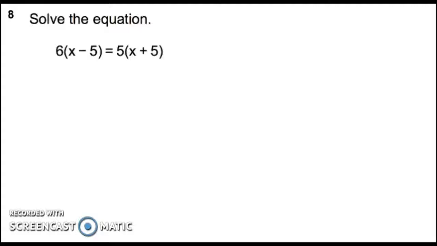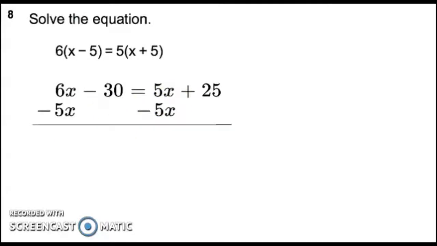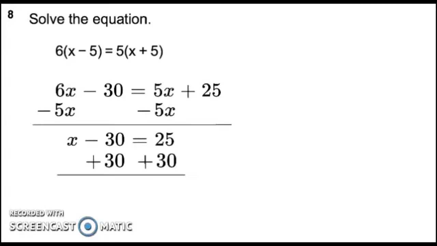Number 8 says solve the equation. So what we're going to have to do first is distribute inside the parentheses. So on the left we'll have 6x minus 30. On the right we'll have 5x plus 25. We'll have to move the smallest variable first. So we'll subtract 5x on both sides, and we'll get x minus 30 equals 25. Add 30 to both sides, and you'll get x equals 55. So your answer is going to be 55 for number 8.